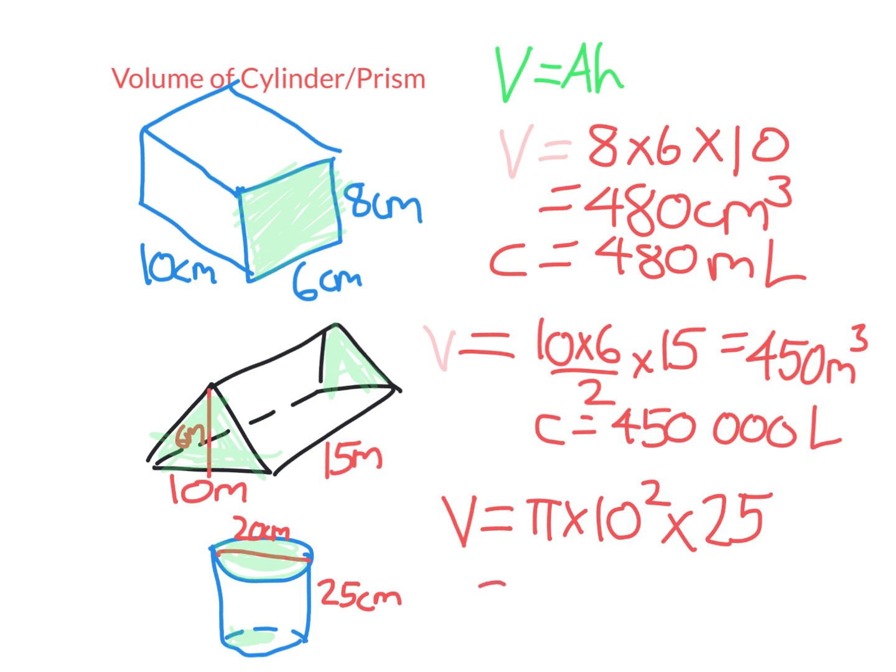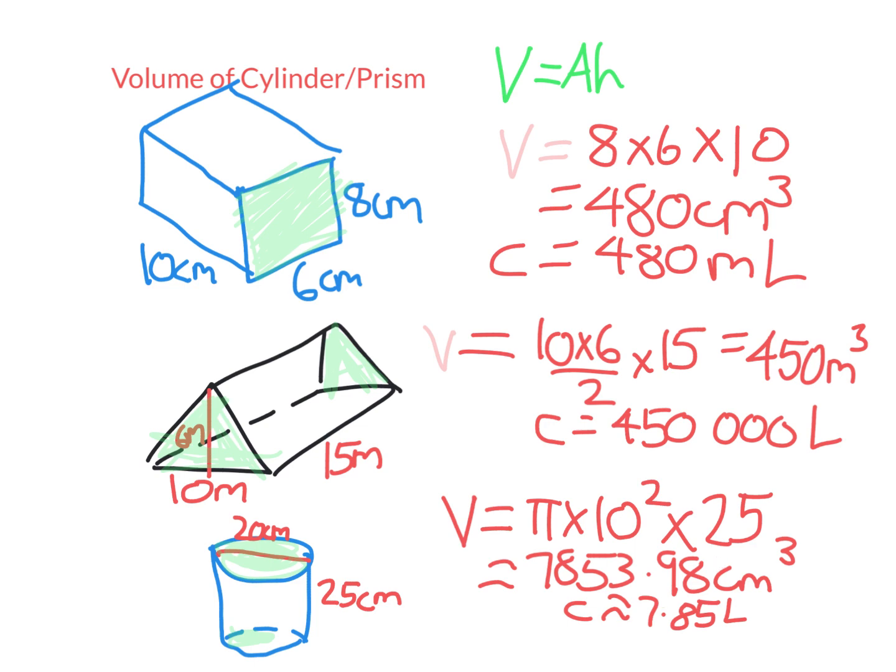So we get 7853.98 centimeters cubed. I've rounded that. So that would be 7853.98 mils, because a milliliter and a centimeter cubed are the same thing, which is about 7.85 liters. So again, to go from centimeters cubed to liters, you divide by 1,000.